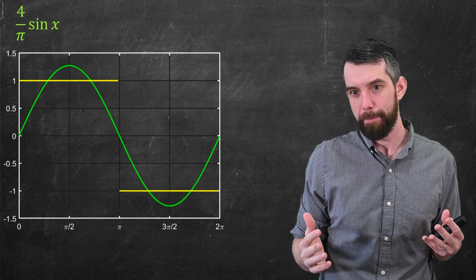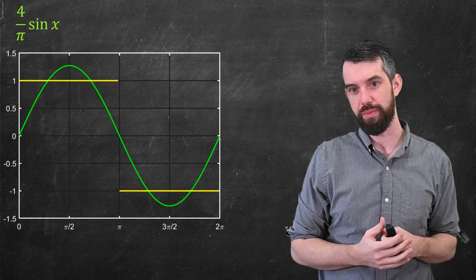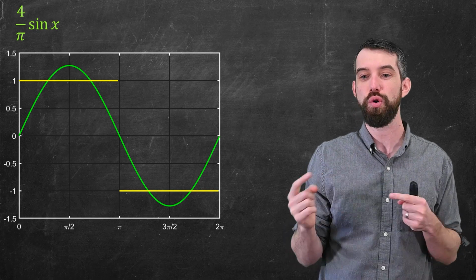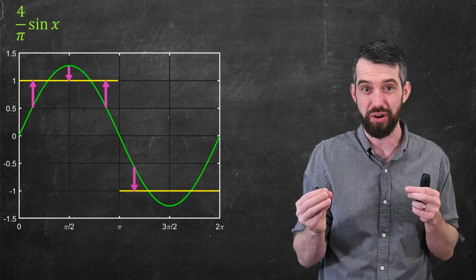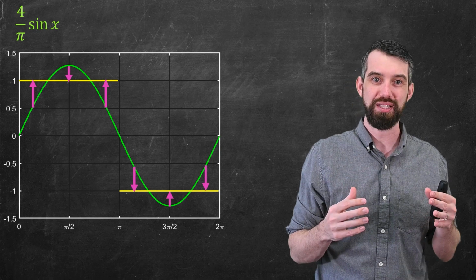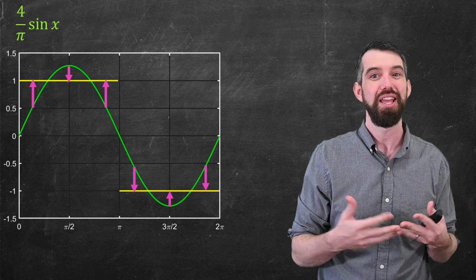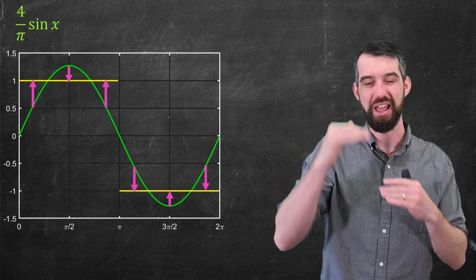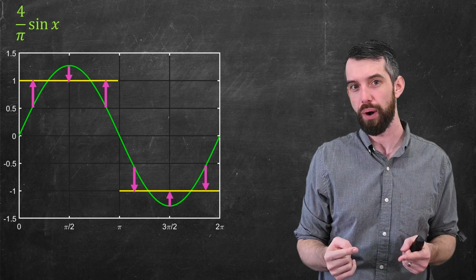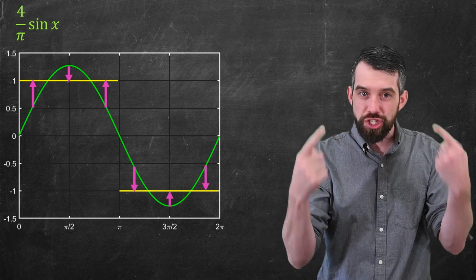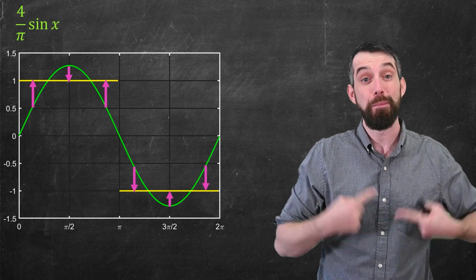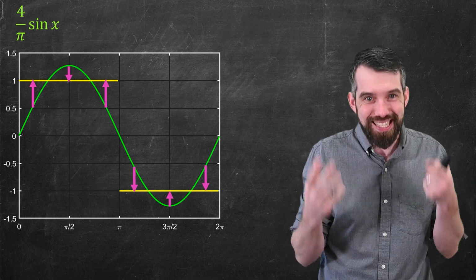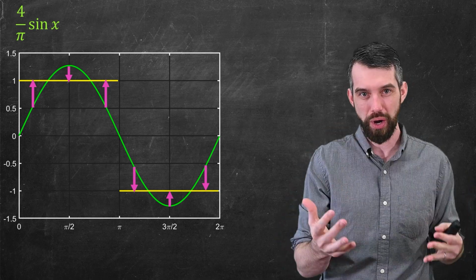So how do I do better? Well, if I wanted a better approximation, it depends on where you are, but you kind of want the green curve to move around a little bit. Some spots, the green curve should be a little higher if it wants to approximate the square wave, and at other spots it should be a little bit lower. So how do I adjust sine of x to be a better approximation to my discontinuous function, my square wave?